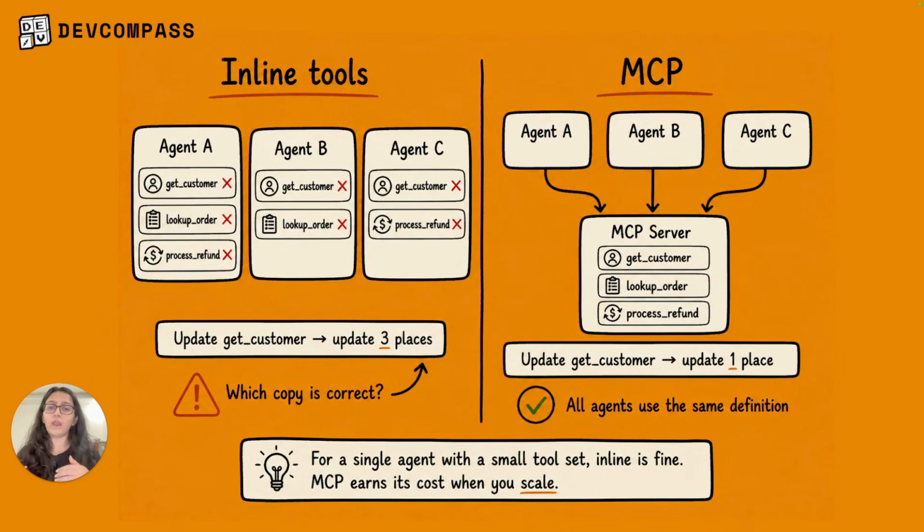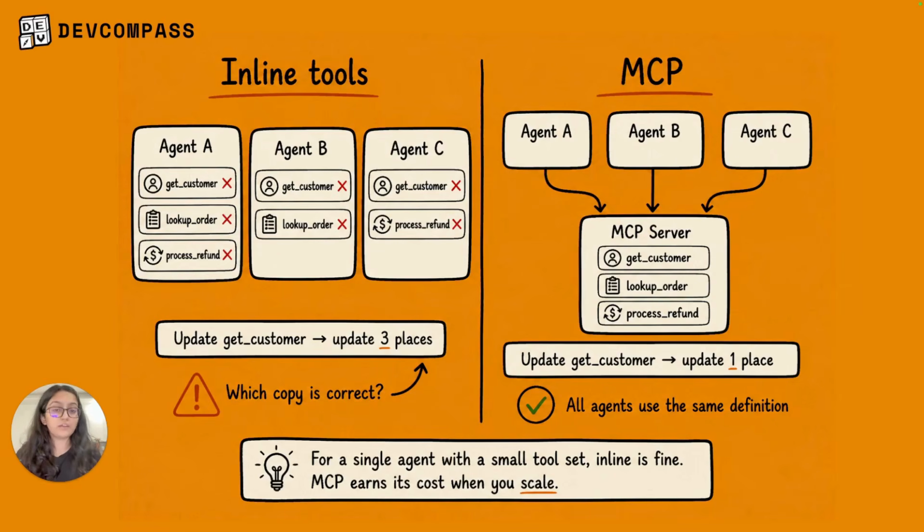Now you need to update the get customer description. Maybe you have added a new input field, or you have refined the boundary description based on something you learned from video 1. How many places do you update? 3. And if you forgot one, or if someone else on your team updates their copy slightly differently, you now have 3 agents with 3 different versions of the same tool definitions.